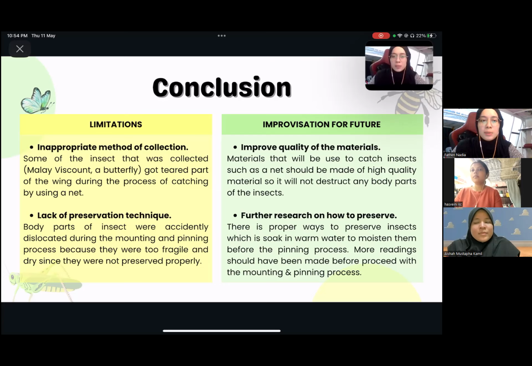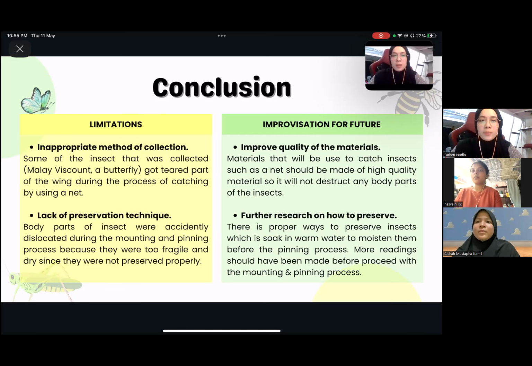The second limitation is a lack of preservation technique. Body parts of insects were accidentally dislocated during the mounting and pinning process because they were too fragile and dry, since they were not preserved properly. As for the improvement, students should do further research on how to preserve insects, because there is a proper way, which is to soak them in warm water to moisten them before the pinning process. More reading should have been done before proceeding with the mounting and pinning process.